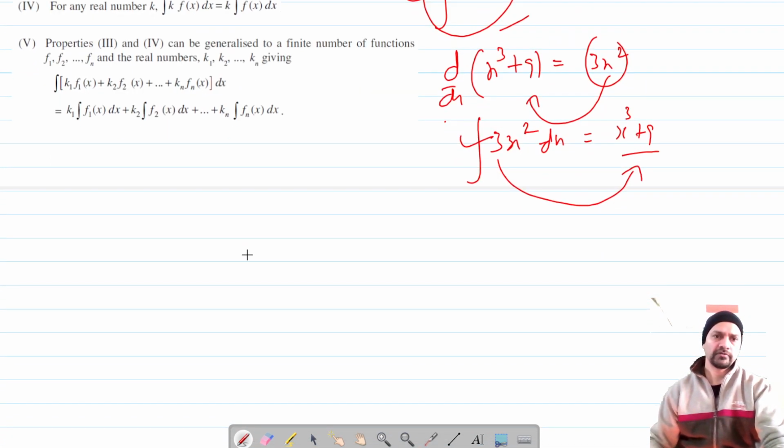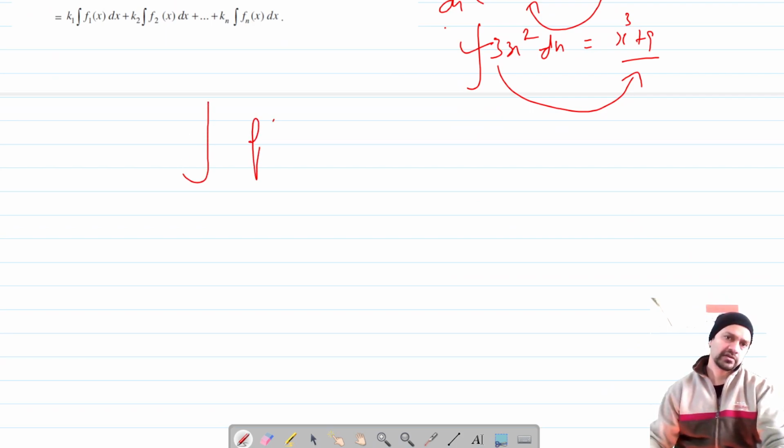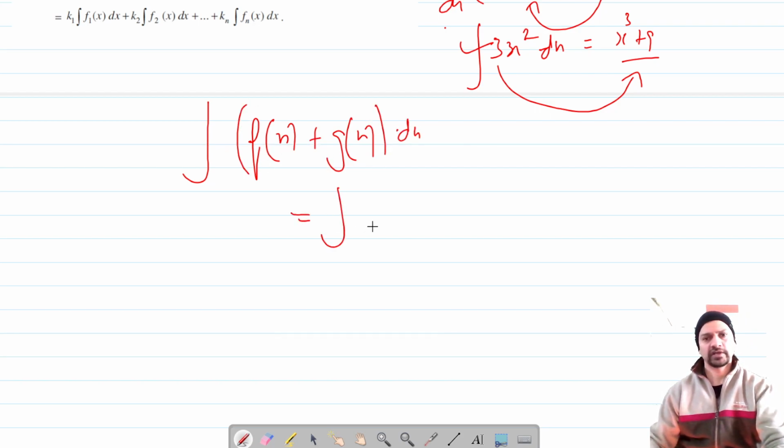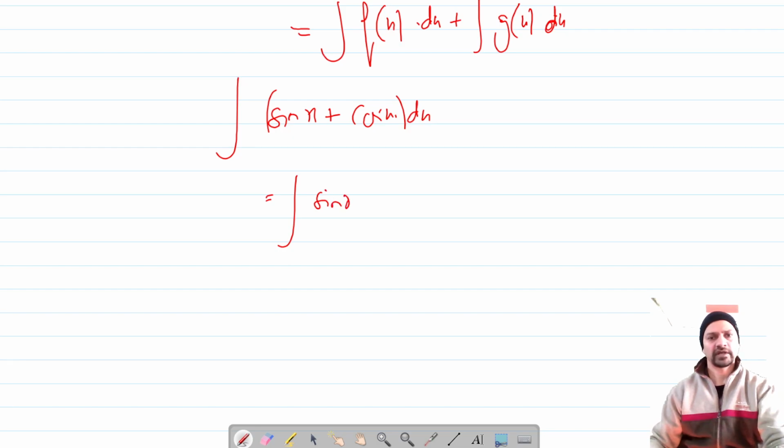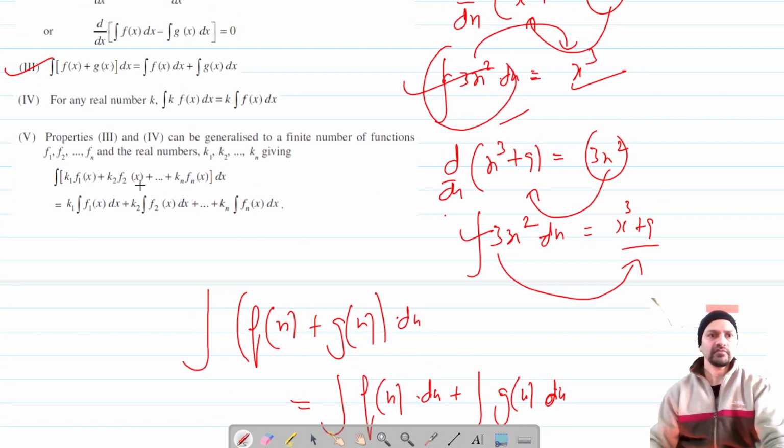Coming on to the third property, which says that if we have to find the integration of the sum of two functions, this can be written as integration of the first function plus integration of the second function. That is, if we have to find the integration of sin x plus cos x, this can be written as integration of sin x into dx plus integration of cos x into dx. So that's our third property.